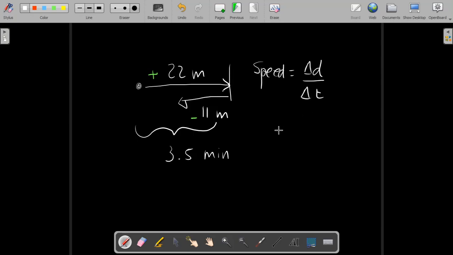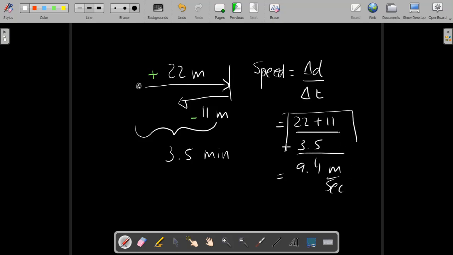Okay, so my speed here is going to be the total distance. Well, 22 going that way, plus my 11 going back, divided by the time it took, 3.5. When you do that, you get the value that we mentioned before, 9.4 meters per second. That's where it came from. Forward, backwards, the time in minutes. You don't have to change it into seconds. But speed is not a vector, so those two signs in green don't need to be taken into account.